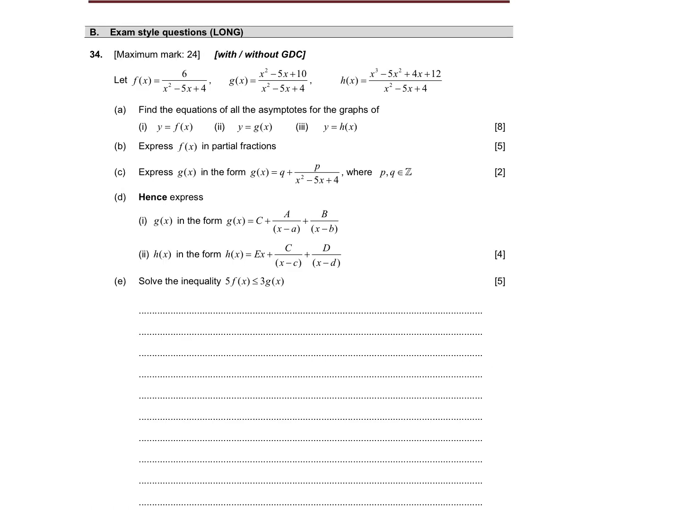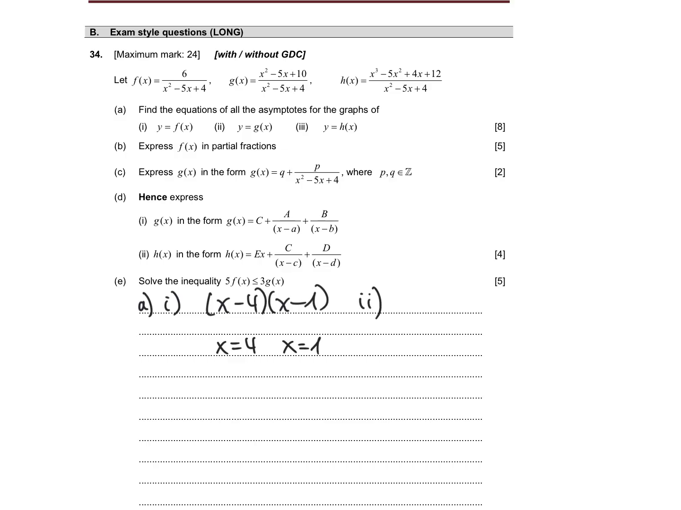Okay, we've got F, G, H. Find the equations of all the asymptotes. So for A, I, f at x, we need to factor that denominator, and that's going to be x minus 4, x minus 1. So the asymptotes are x equals 4 and x equals 1.